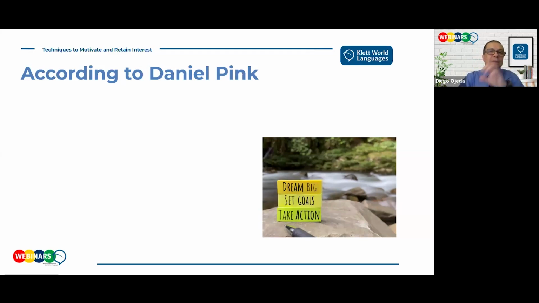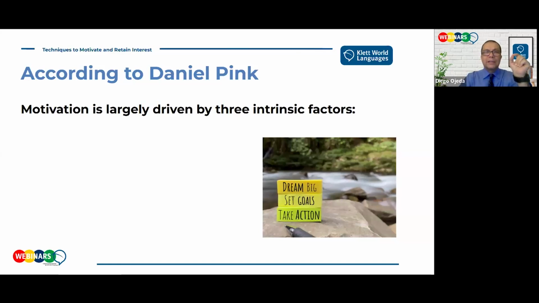Now, let's focus on the motivational part. Some of you might know Daniel Pink. He wrote a bestselling book named Drive. In this book, he talks about motivation, about what things really influence motivation in people in general. He says that motivation is driven by three intrinsic factors. To understand intrinsic factors, we need to understand extrinsic factors. Intrinsic factors come from inside; they are not an outside influence.